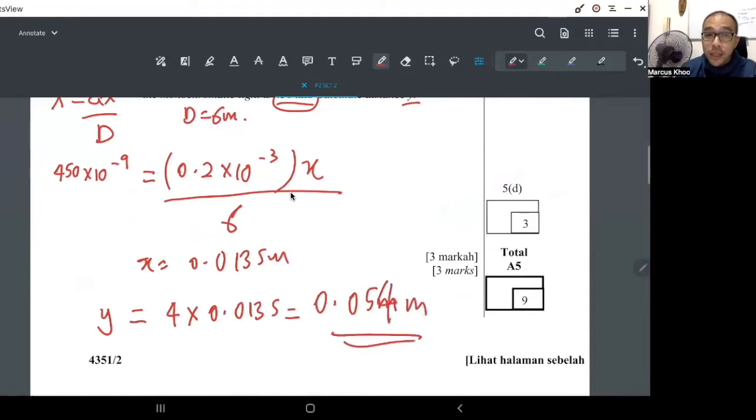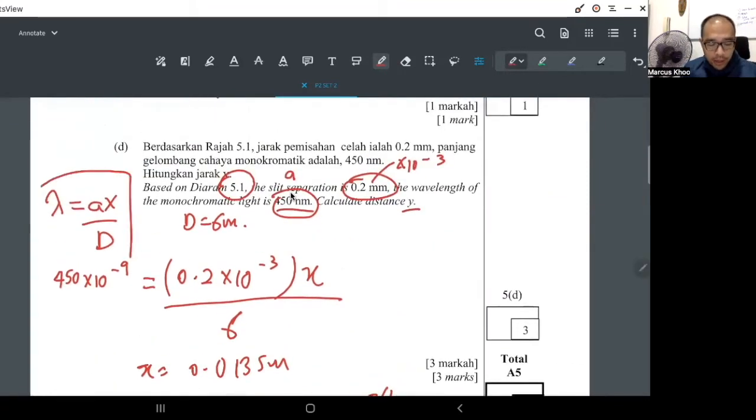So when we find interference, we cannot run away from this formula. Whether it's interference of sound or interference of light, we cannot run away from this lambda equals to AX over D. We have previously seen in another paper that usually in interference calculations, the units will be different. One will be millimeter, one will be nanometer, and one will be meter. So make sure you change everything to meter. That's the important thing.